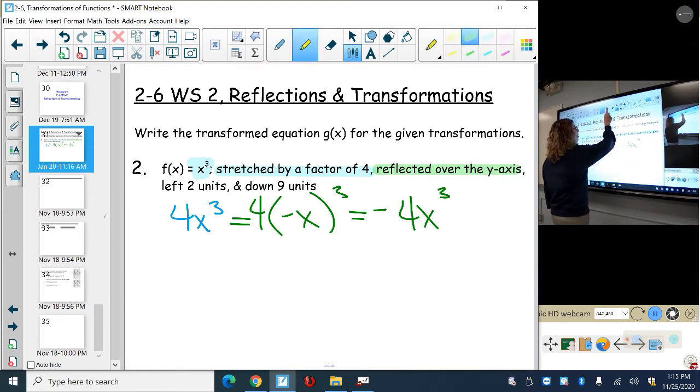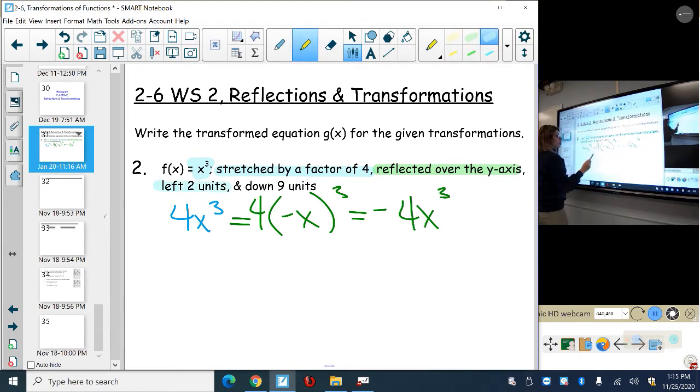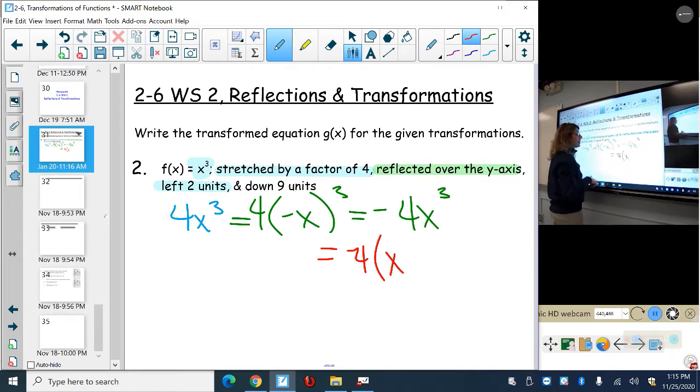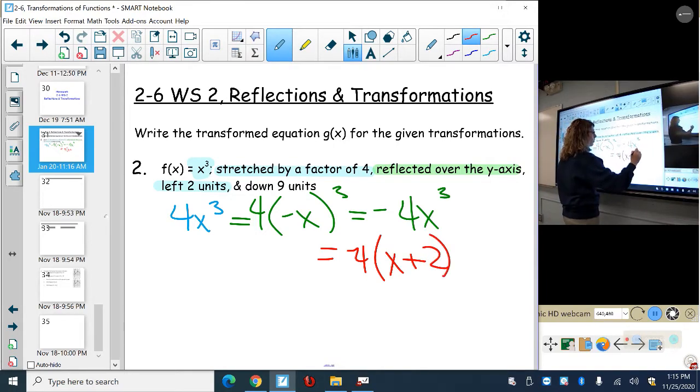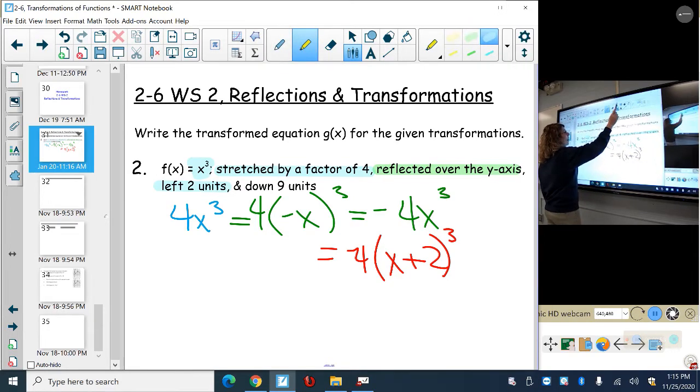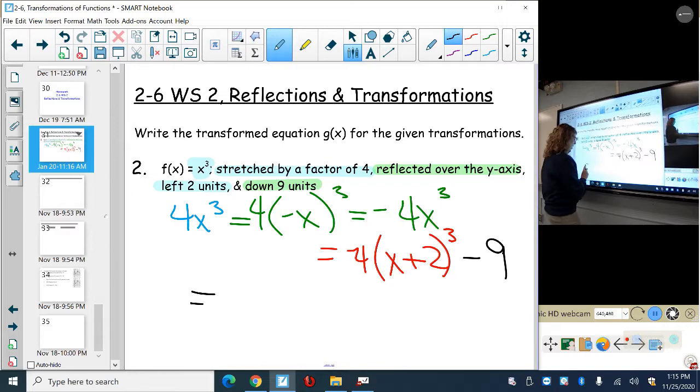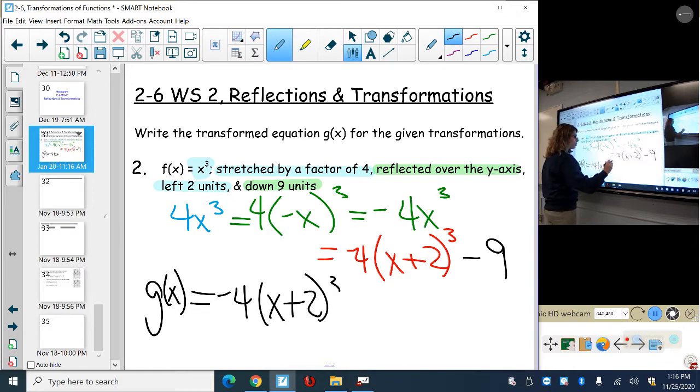Okay? Then, left 2 units. So that means I'm now going to take that and put parentheses here, and I'm going to go to the left, which means I'm going to plus 2 cubed. And then lastly, I'm going to go down 9 units. So that means I'm simply going to subtract 9. So my answer is going to be g of x is equal to negative 4 parenthesis x plus 2 cubed minus 9.